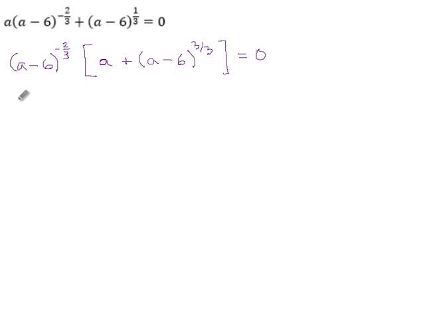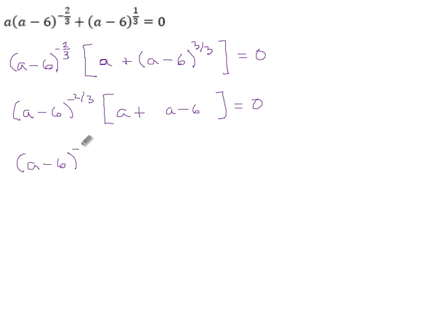Now, we can clean that up a little bit. We have a plus a minus 6 to the 3/3, which is just the first power, so really we don't need an exponent on that at all. And technically, because it's first power, we don't even need the brackets. We can just dump those. And so now we're at, I'll rewrite that one more time, a minus 6 to the minus 2/3 times a plus a is 2a minus 6 equals 0.